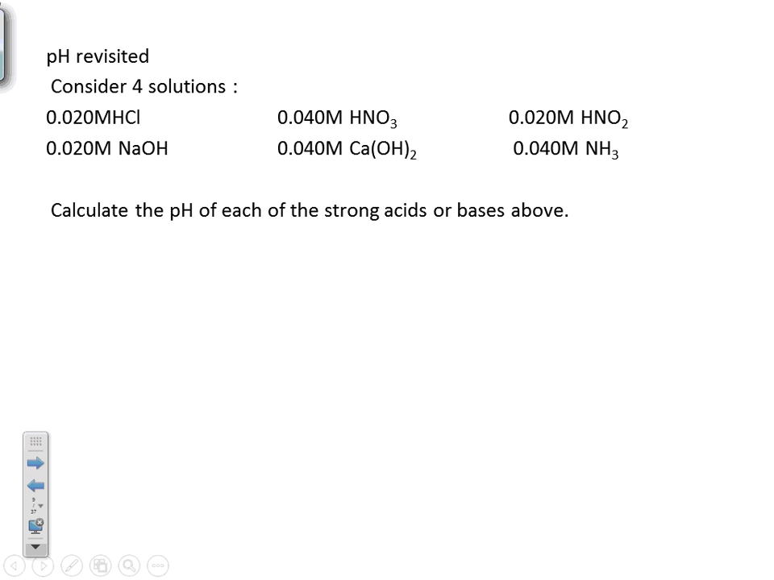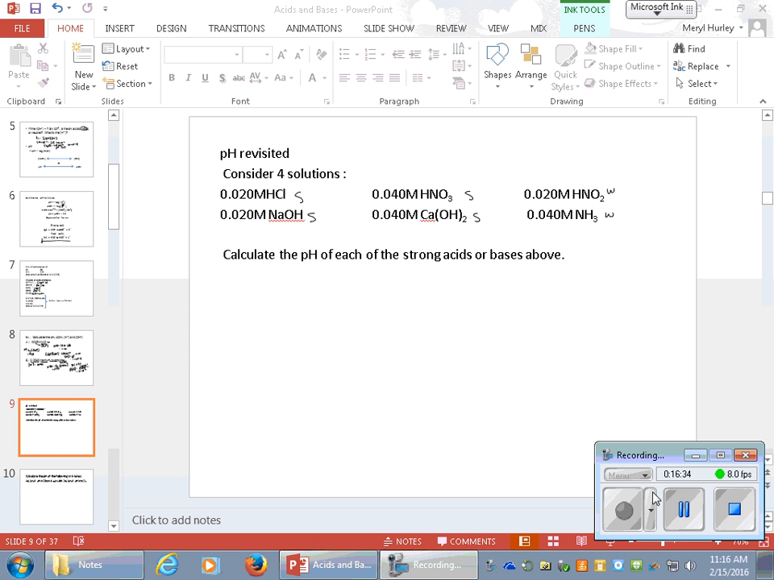Okay, let's consider these mixtures. If we're going to have these 4 solutions, let's calculate the pH of each of those. I'm going to skip that because I think you can do that by yourself there. And we're going to do just the strong acids and bases. So this one, HNO2, that'd be nitrous acid, that's weak. Ammonia is weak. Calcium hydroxide is strong. Nitric acid is strong. Hydrochloric acid and sodium hydroxide are strong. So take a minute to calculate those pHs. Go ahead and pause the recording there. And then when you have it, check your answer.